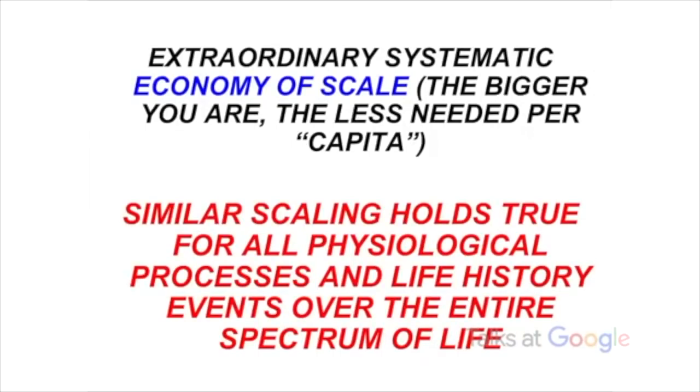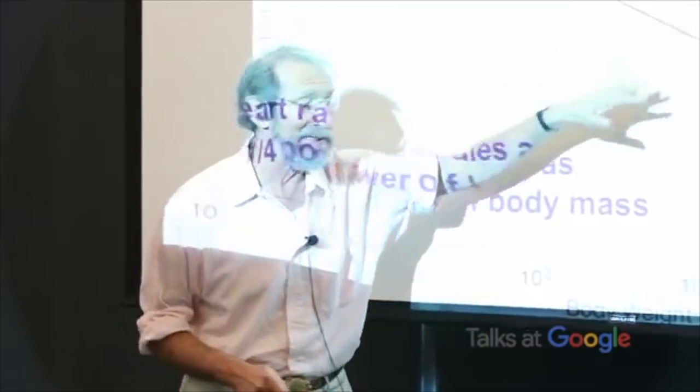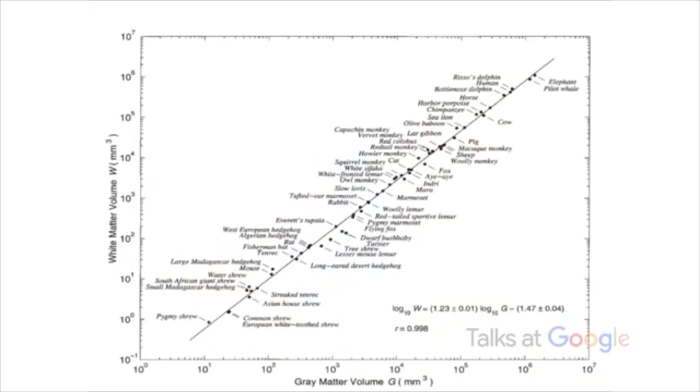But most importantly, in addition to this, is that this is true of any physiological or life history event. Here's a mundane one. This is heart rates, your heart rate. And you can see again, it's a pretty good straight line on this log-log plot. And the slope of this is close to -1/4, minus because it's negative. And here's another. This is your white matter to gray matter in your brain. This is the cables versus the operating part, and you can see there's a fantastic straight line. The slope of this is very close to 5/4.